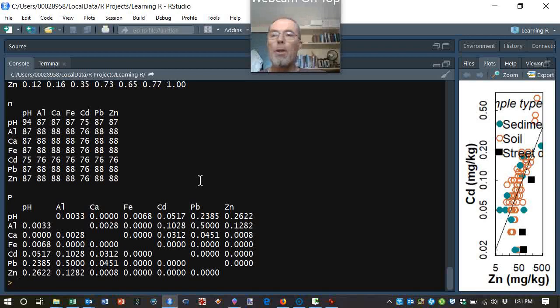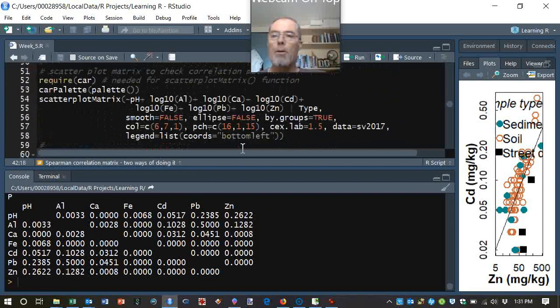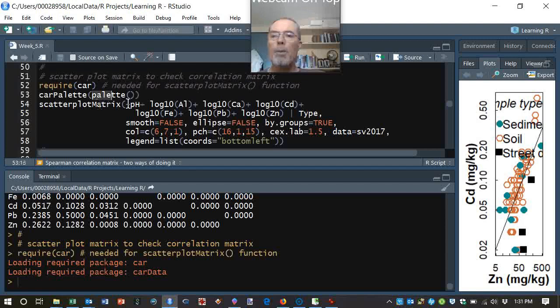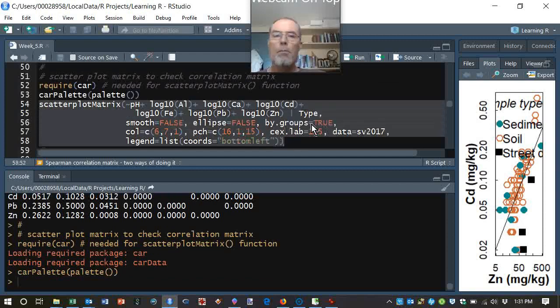All right. So you can have your own crack at running the other version of that, and I'm going to move on to something else, checking our correlation matrix graphically. And the most obvious way to do this is make a matrix of scatter plots, and we have done that already. We have scatterplotMatrix. So scatterplotMatrix is in car, so we need to run car. I'm going to make the car palette the same as the palette that we set before, and then I'm going to run all of that.